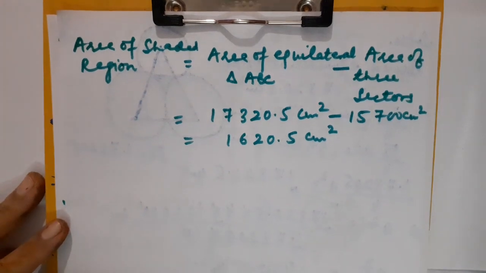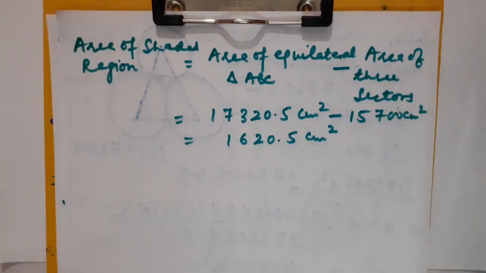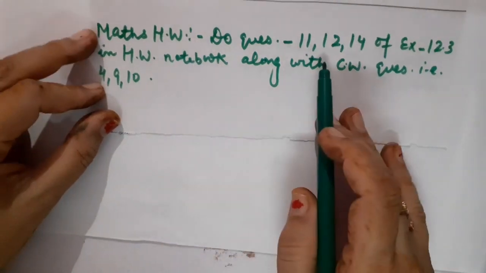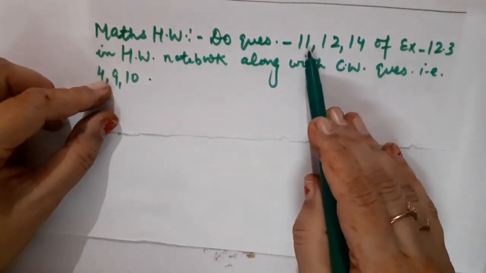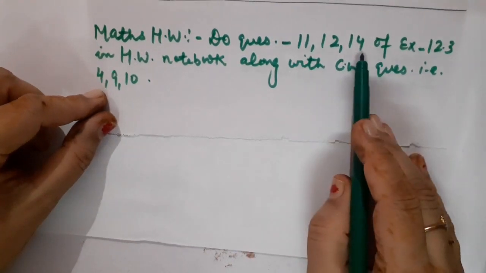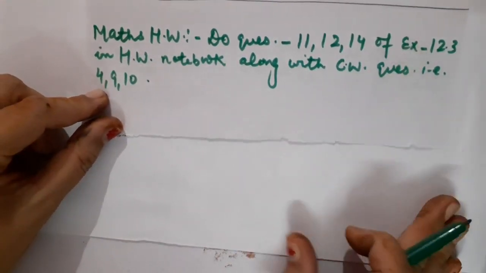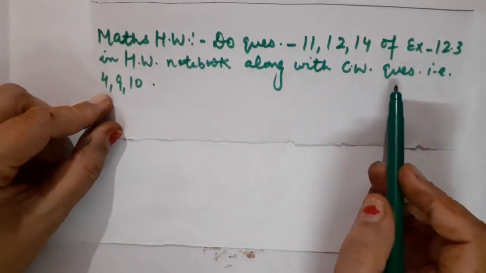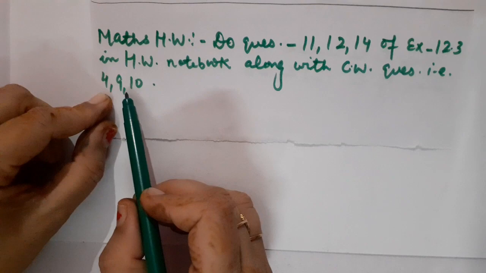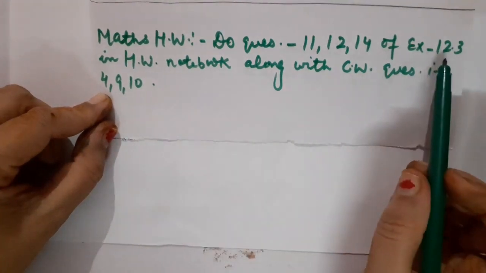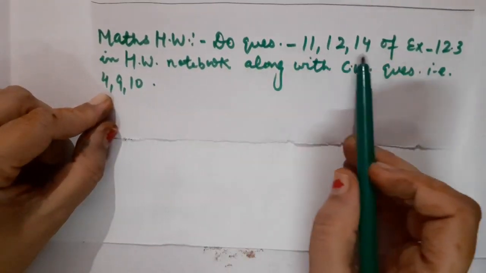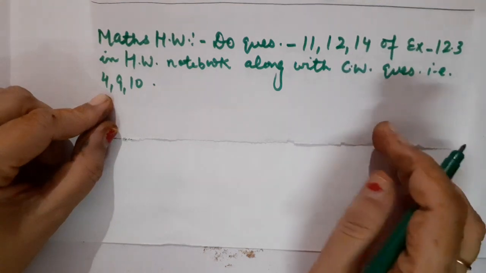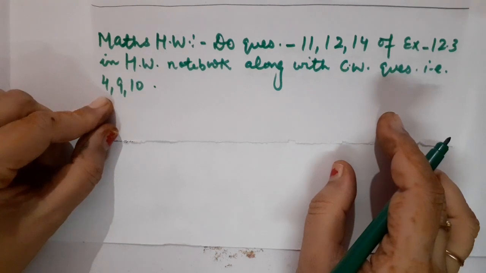So that's it for the day. Now this is the time to get mathematics homework. So children, this is your maths homework that you are supposed to do: questions 11, 12 and 14. They all are simple. You can easily do them. Of exercise 12.3 in the homework notebook along with the classwork questions. I have covered 4th, 9th and 10th of the same exercise 12.3. So children, you are supposed to do all these 6 questions in your maths homework notebook. Correct? So that's it for the day.